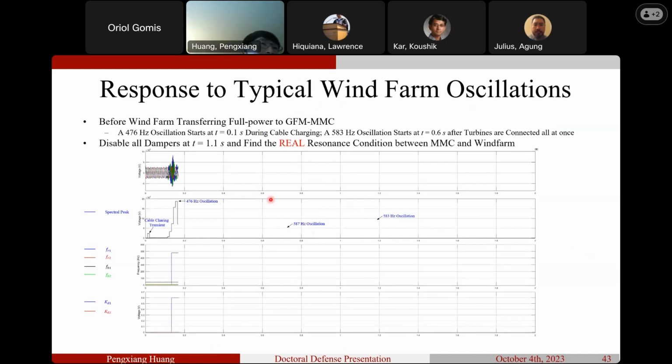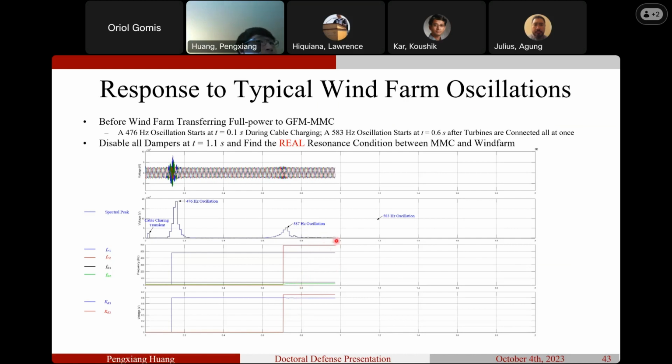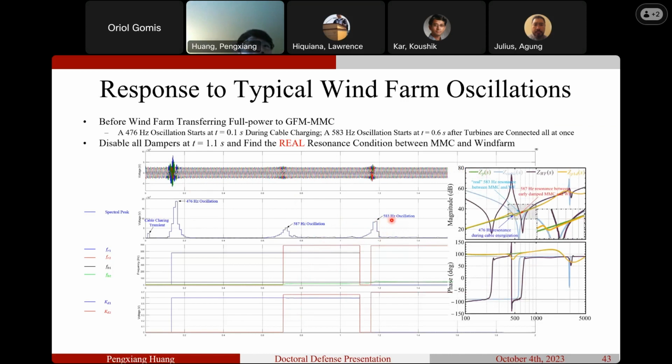At the beginning, when you're charging the cable, you see an oscillation, you damp it, and the turbine starts to connect at 0.6 seconds. When the turbine connects, you see an oscillation again, and you damp that, using double tune. But when the wind farm goes into full power operation mode, you try to disable the previous damper to see whether the oscillation frequency changed. Yes, it changed.